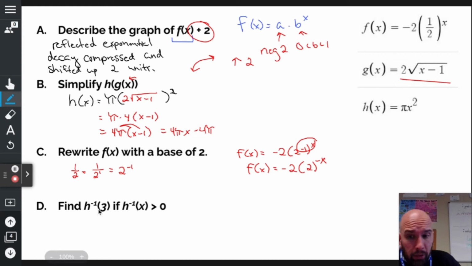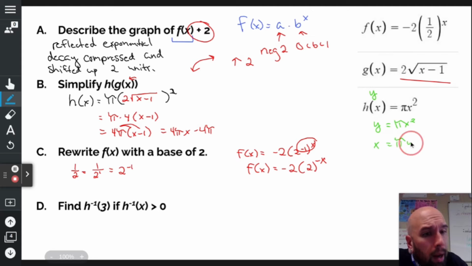Find the inverse of h. Okay, but I only care about the inverse being, we'll deal with that in a second. I have to first find the inverse of h. So let me do that right above my head. Okay, so this is regular h. In order to find the inverse of an equation, I like to call it y. So I'll rewrite it quickly as y equals pi x squared. The first step in finding the inverse is to swap your x and your y. So now it's going to be x equals pi y squared.